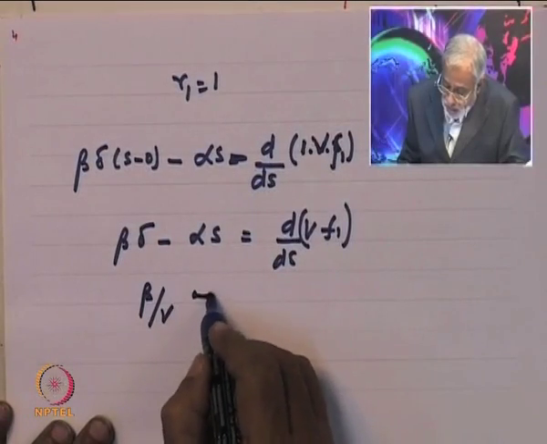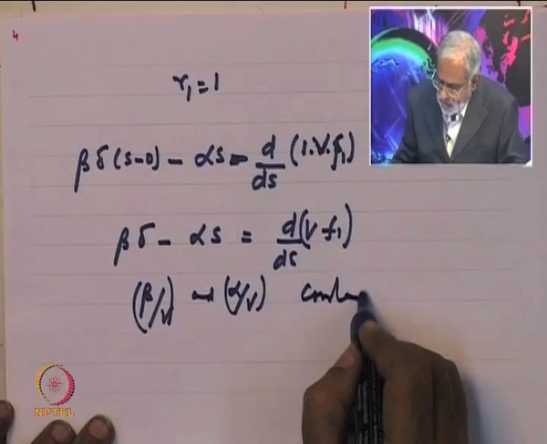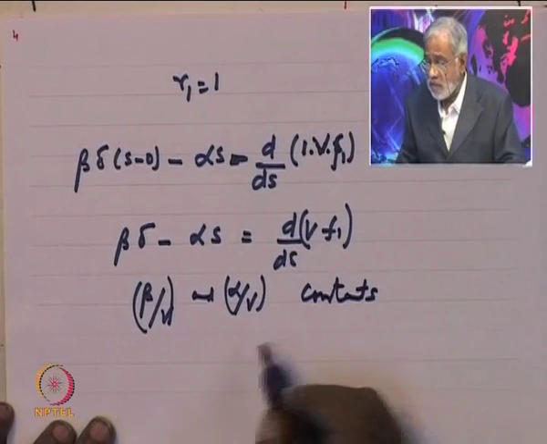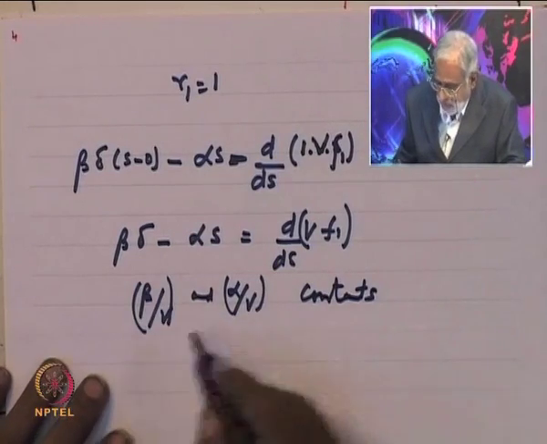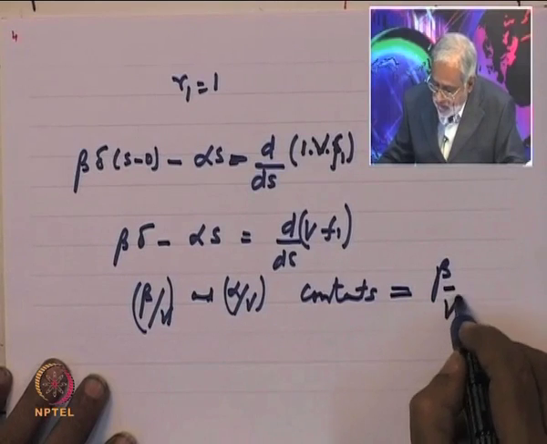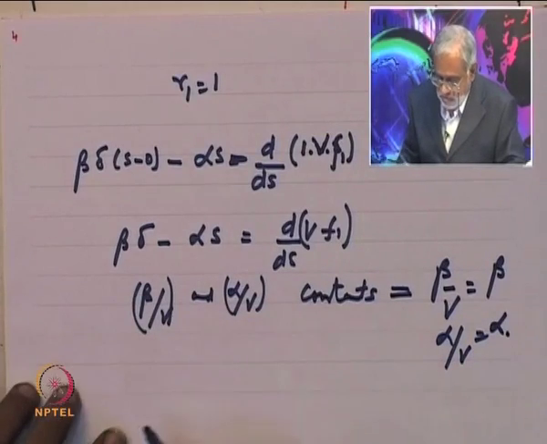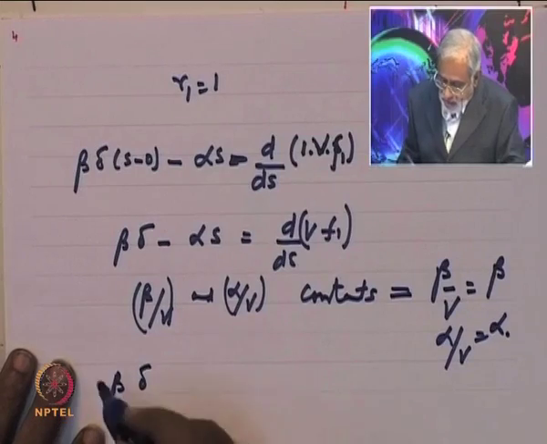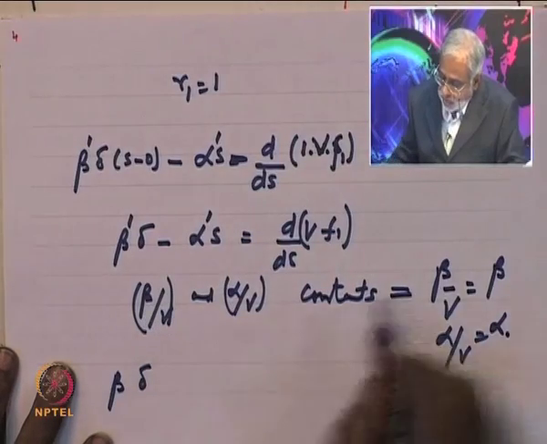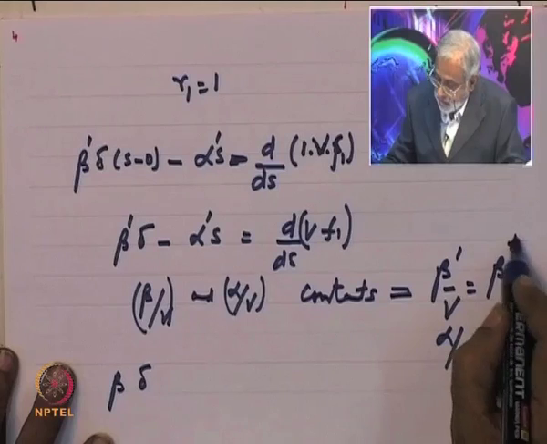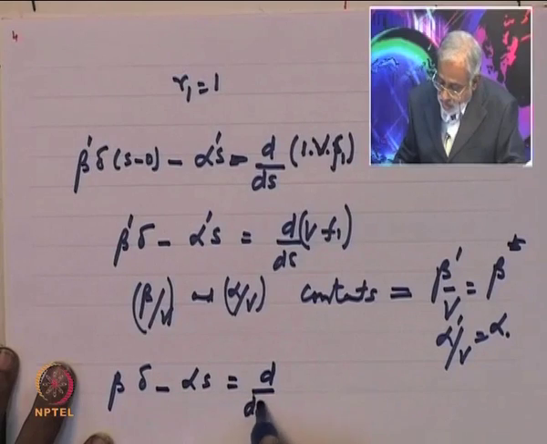Beta by V and alpha by V, you know, they are constants. Okay, beta by V, alpha by V are constants. So, for the moment I denote beta by V as beta, alpha by V as alpha, for the sake of this one. So, I will retain this as beta, maybe I can call this beta dash, so that beta dash by V is beta and alpha dash by V is alpha. So, it becomes alpha S equal to d by ds of F1.